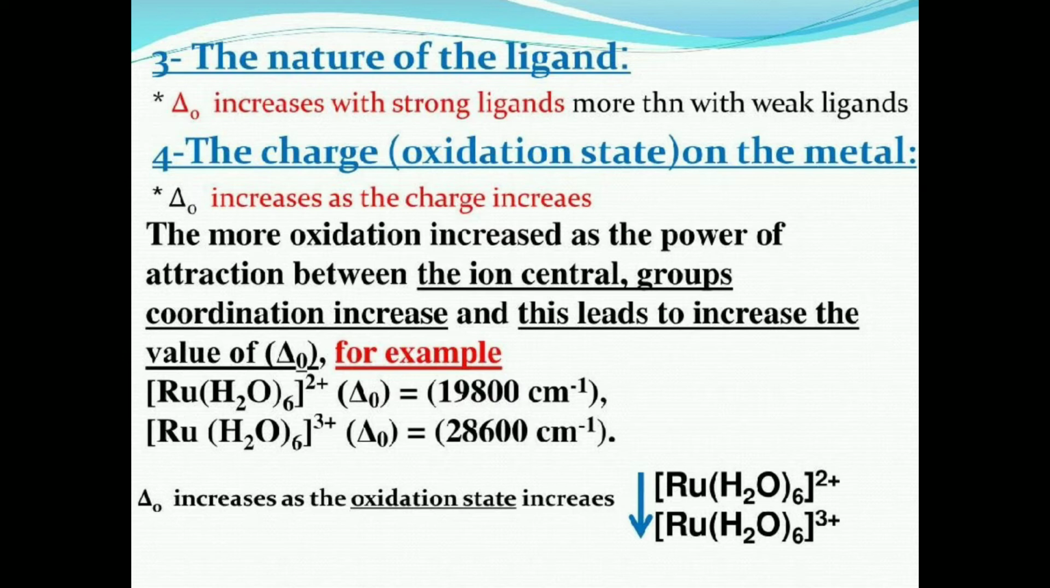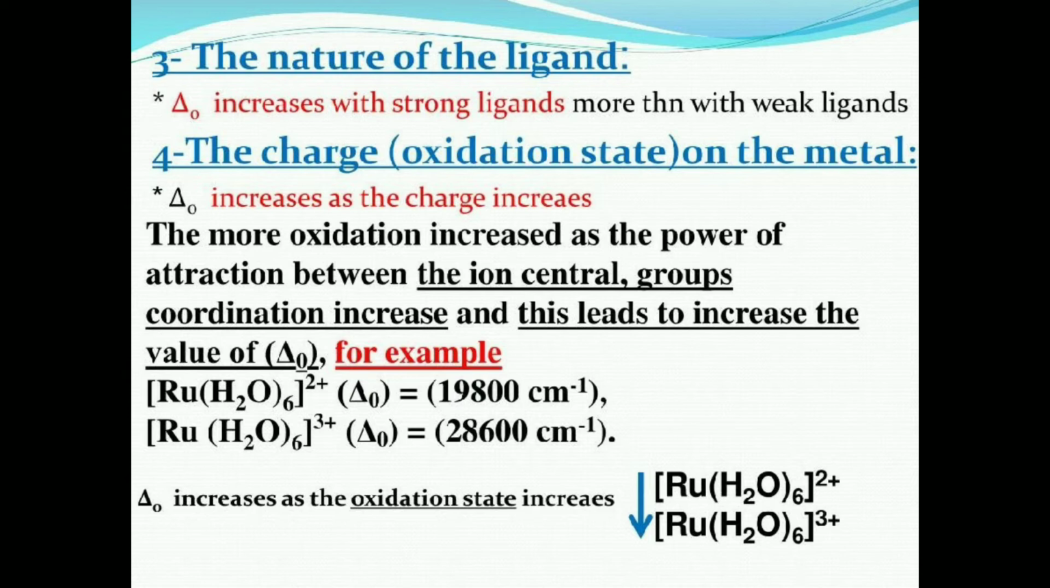For example, there are two complexes given here in front of you. A rubidium metal ion is there, and the water molecule is here as a hexadentate ligand. The difference between these two complexes is the charge only. The first complex has a 2 plus charge and the second complex has a 3 plus charge. And if you see, the value of delta 0 is 19,800 per centimeter in the first complex and 28,600 per centimeter in the second complex.